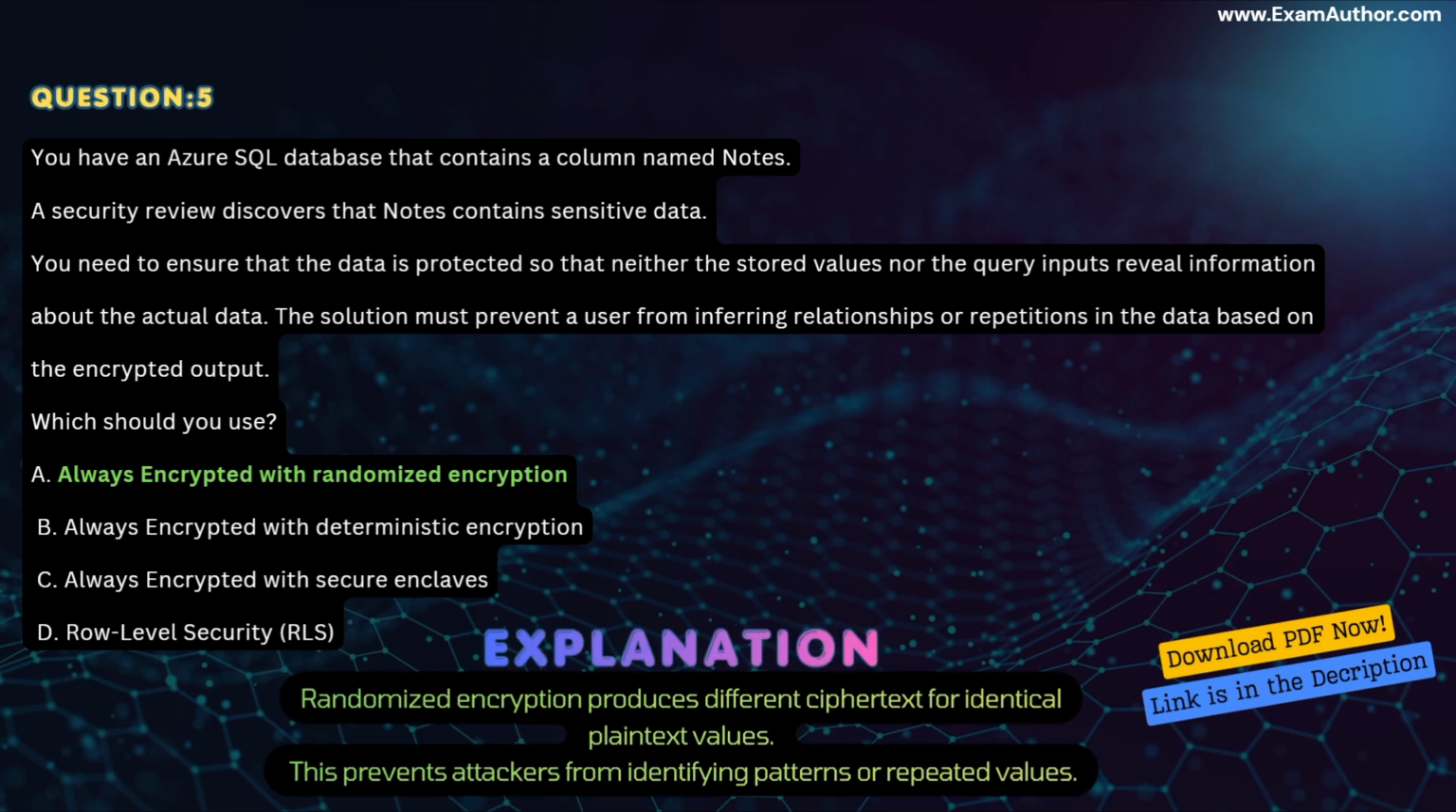Explanation. Randomized encryption produces different ciphertext for identical plaintext values. This prevents attackers from identifying patterns or repeated values.